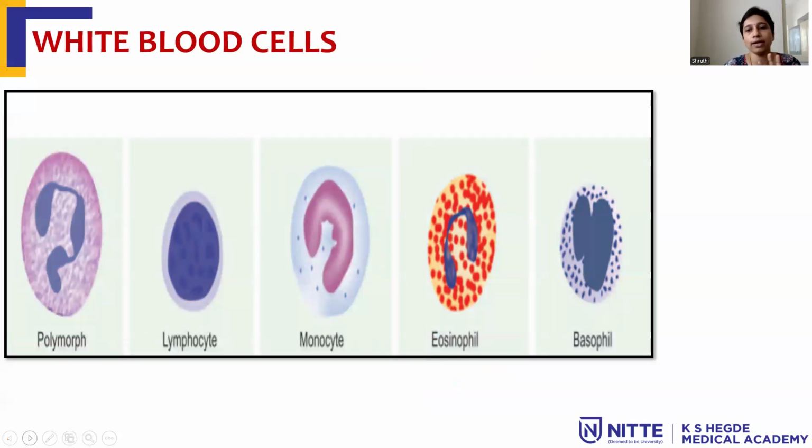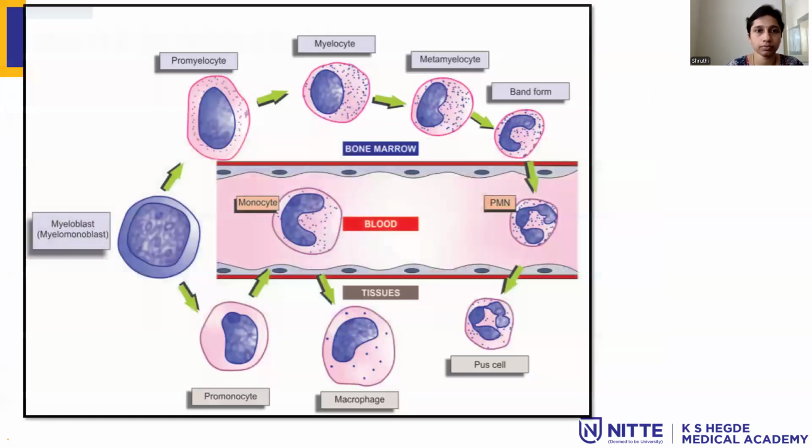So WBCs, we have five types of cells in normal blood, which include neutrophil, lymphocyte, monocyte, eosinophil, and basophil. So the production of these granulocytes is called myelopoiesis. Similar to RBC, there are steps in the synthesis of myelopoiesis. So it begins with myeloblast, which is the most immature cell in myelopoiesis, which has prominent nucleoli, high NC ratio, and a bluish cytoplasm.